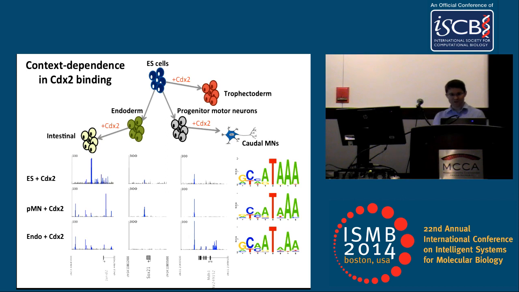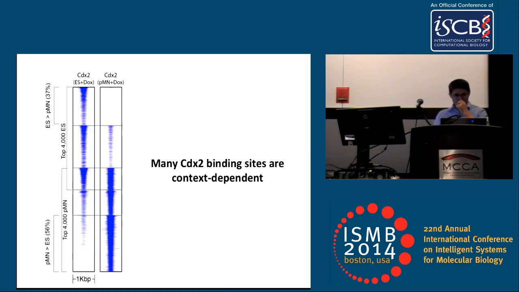Okay, so I'm running out of time, so I better go quicker. We ran this data through multi-GPS, and I'm just going to show you a pairwise comparison here, but we've done this for all 3 conditions. We see plenty of sites where multi-GPS says that the binding of CDX2 is context dependent, significantly more enriched in one cell type than another cell type. But we also see some sites where it's context independent.